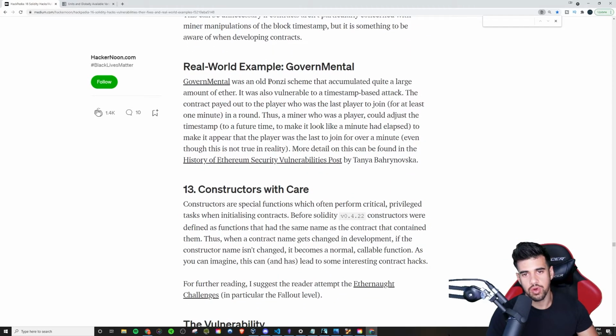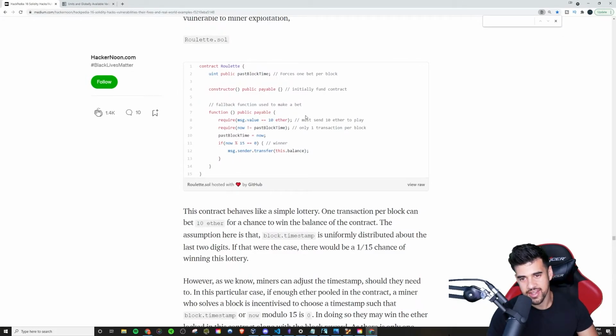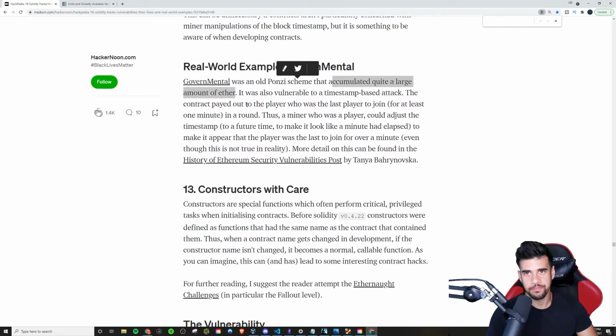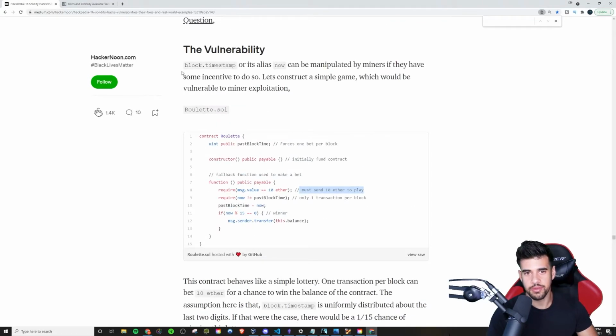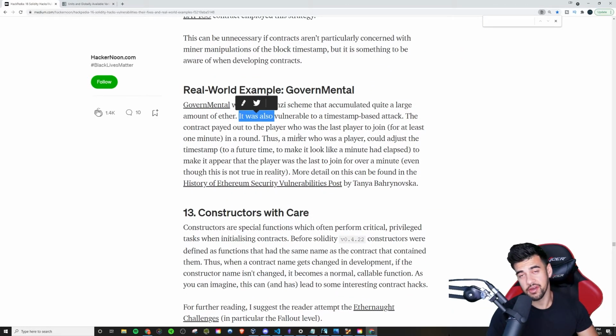And to look at the real-world example, once again, Governmental. This was an old Ponzi scheme, so you've got to imagine it was probably vulnerable to a lot of stuff. Like we heard about earlier, it accumulated quite a large amount of ether in the contract. That's pretty funny, though. Just a quick aside, you had to send 10 ether to play. That probably wasn't that much back then, but nowadays that's a pretty significant amount. So those guys that were abusing these vulnerabilities probably made a good amount off of that. If they hodled, though, but they probably didn't hodl, so they probably spent it all.